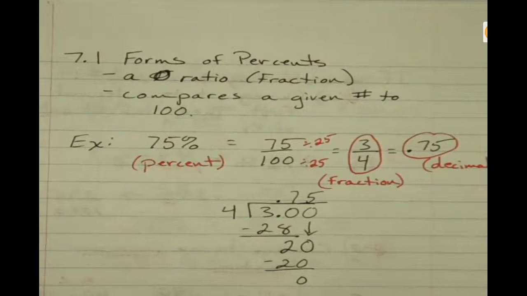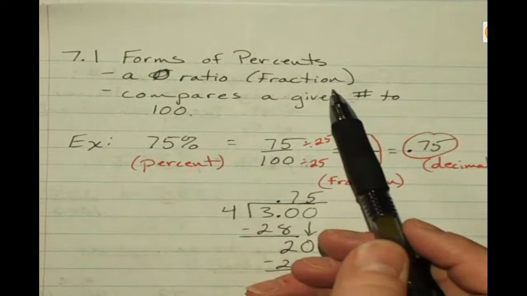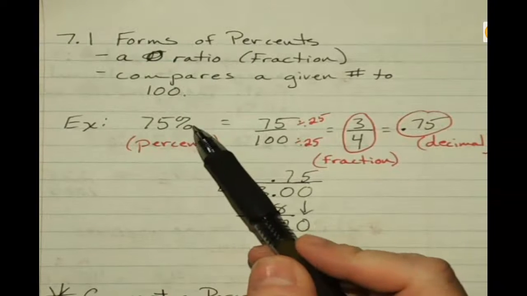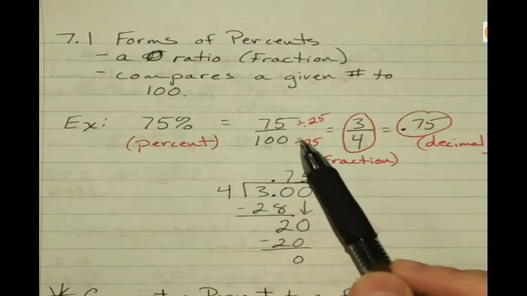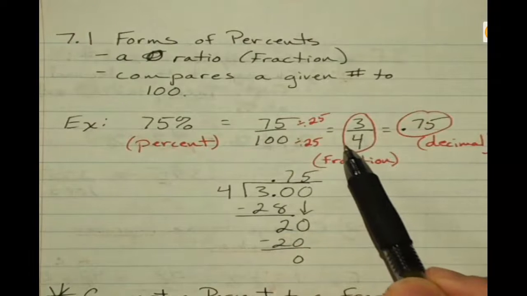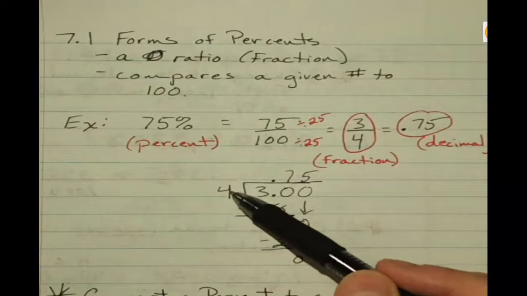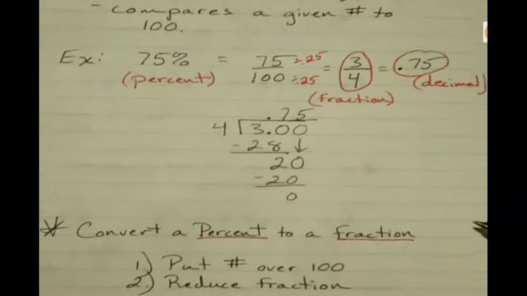Okay. Forms of percents. We're dealing with 100. Put everything, fraction, ratio. 75%, turn to a fraction, put it over 100, lowest terms. And then to get to a decimal, we divide. Horse goes on the outside, cowboy on the inside, and there's your decimal.